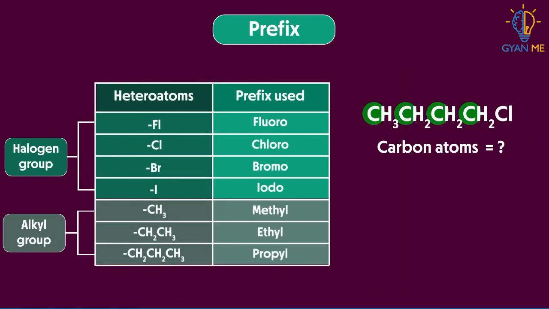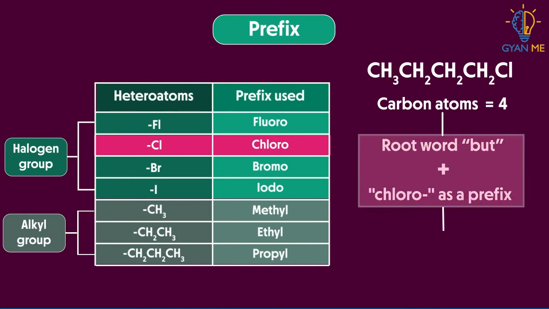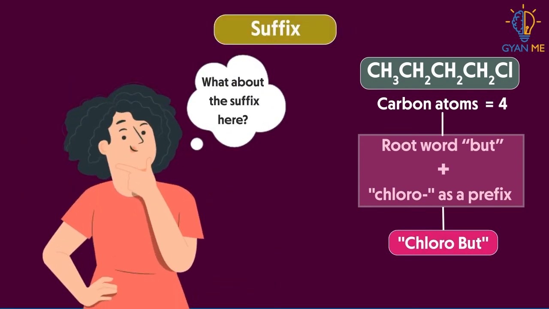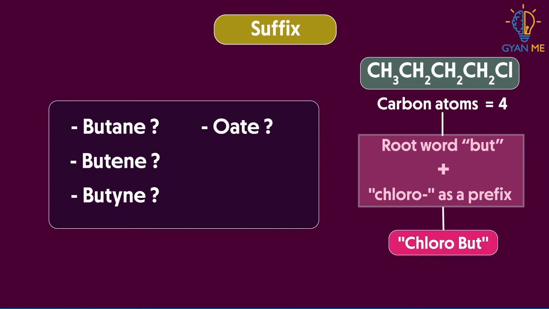How many carbon atoms does it have? Yes, 4. So the root word for it will be but, isn't it? Yes. Also observe that it has chlorine attached to 1 carbon. Thus we will add chloro as a prefix to the root word but. Hence, 2 parts of the name of this compound are chlorobut. Now what about this suffix here? Whether this compound is butane, butene or butyne, or will it have -ol or -al or -oic acid? To answer this, we will have to see the third part of the name.